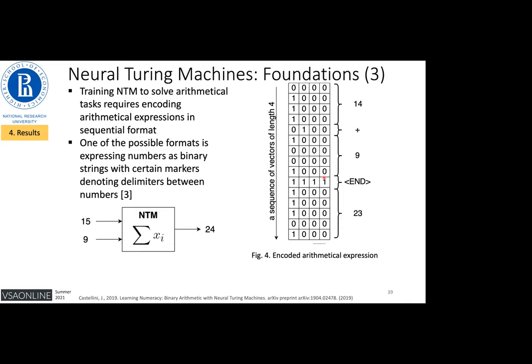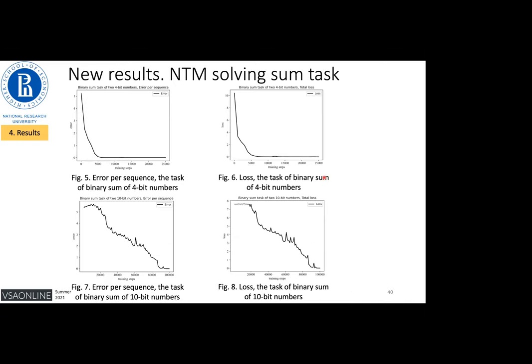And if we encode an arithmetic expression in this way, we will see that the NTM is able to solve and to learn this algorithm for 4-bit and 10-bit numbers. After that, it generalizes well, and it can solve the sum task even when the sample was not yet given to the network during the training phase. So the network is able to generalize.